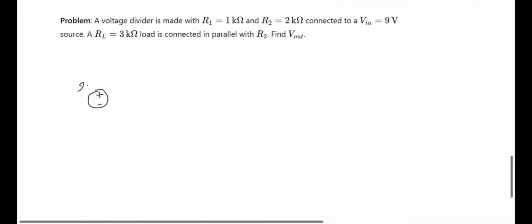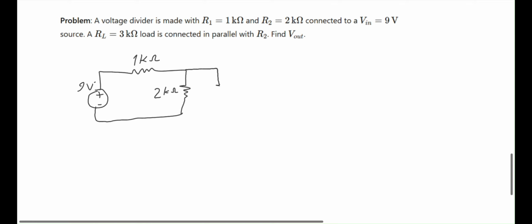V in is 9 volts and we have R1 1 kilo ohm and R2 is 2 kilo ohms. And then we have a load which is 3 kilo ohm. When you draw the circuit, you make it much easier to solve it. What is asked in the question is the V out, which is the voltage of the load. Let's call it VO. How much is this VO?